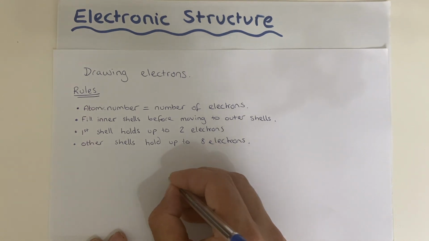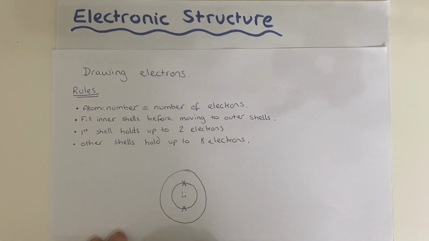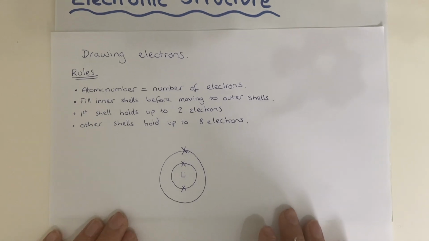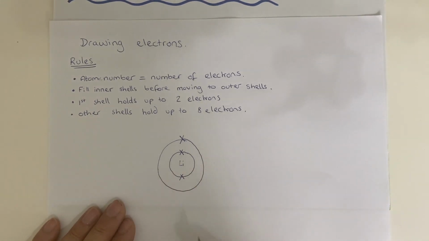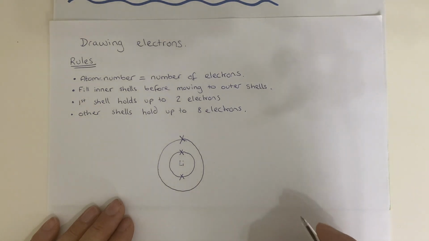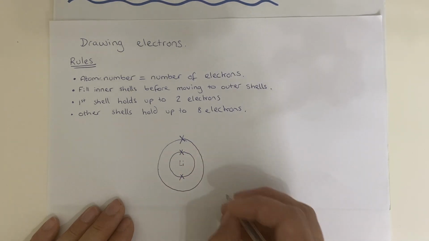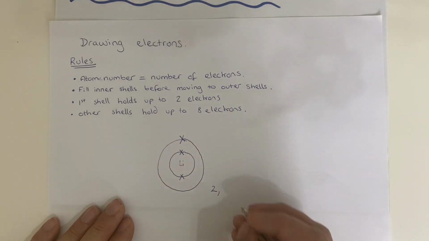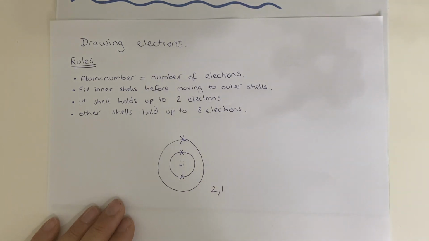I'll draw a second circle to represent the second shell, and I've got 1 more electron to draw because lithium has a total of 3, so I'll draw that there. And that's it, that's done for lithium. Another way of displaying this is, rather than drawing circles for electron shells, we can write a list of numbers separated by commas. So lithium has got 2 electrons in the first shell, so I can write 2. And to show that I've moved to the next shell, I'll put a comma. And it has 1 electron in the second shell, so 2, 1 is the electronic configuration of lithium.